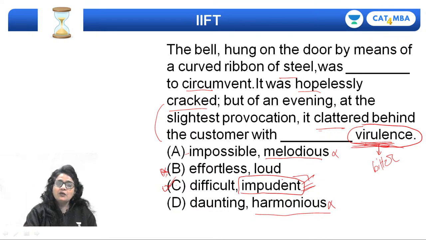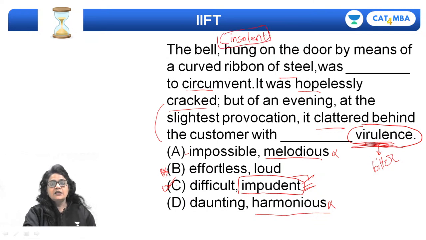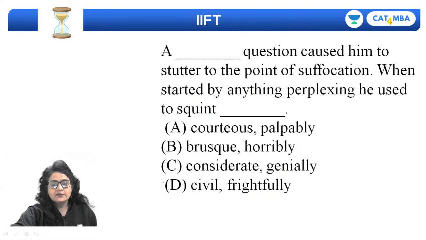So that way impudent is somebody who is rude. Same as insolent. Insulting on face. Somebody who is brazenly insulting somebody to their face. So that is insolent. Same as impudent, rude, obnoxiously, outspokenly insulting. Alright, so virulence is possibly the clue word which gives you the idea that these two words are not fitting, cannot be compatible with virulence. And then the first blank becomes your lead for choosing the answer. Chaliye, one more question. This is also an IIFT question.